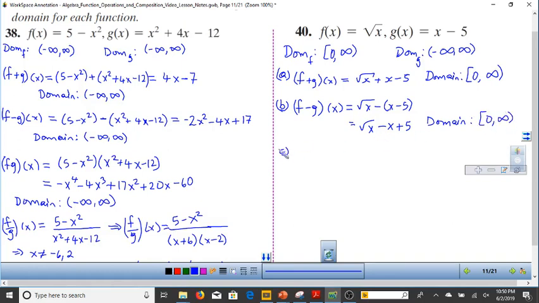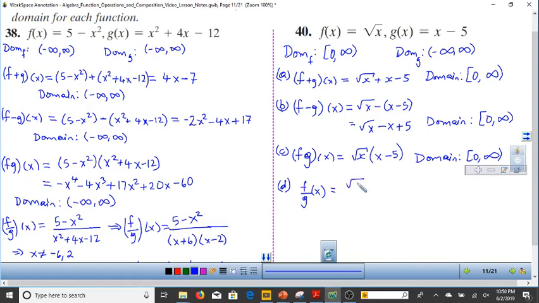Now for part C, f times g of x. And for that, we just do square root of x times the quantity x minus 5. And that's it. No need to distribute. The domain, again, is where the two regions overlap, brackets 0 to infinity. And then for division, we're doing f over g of x. And that is square root of x divided by x minus 5.